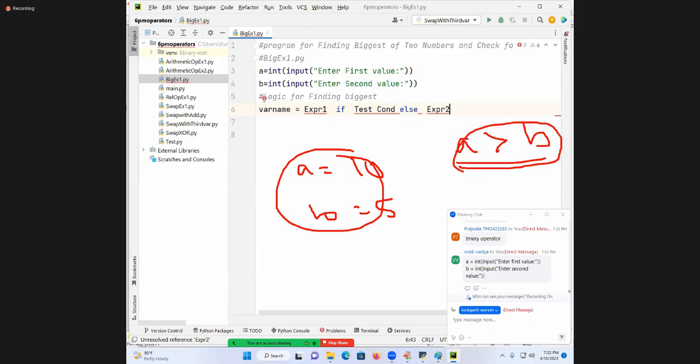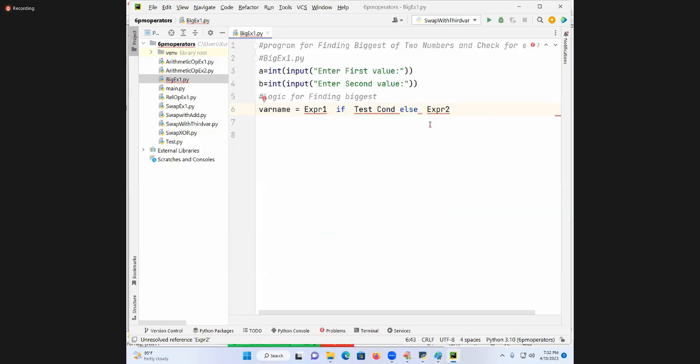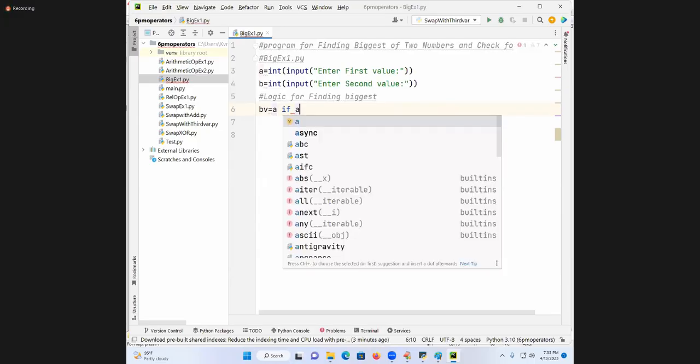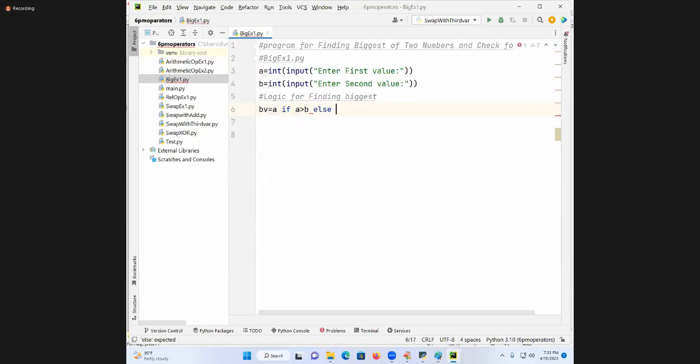How many values are given? What is this, A greater than B, called? Test condition. If the test condition is true, what is bigger? A is bigger. In place of expression 1, what will you write? A. If the test condition is false, what is bigger? B. In place of expression 2, what will you write? B. Come on, write it down. Answer, tell me: big value is equal to A if A greater than B, else B.